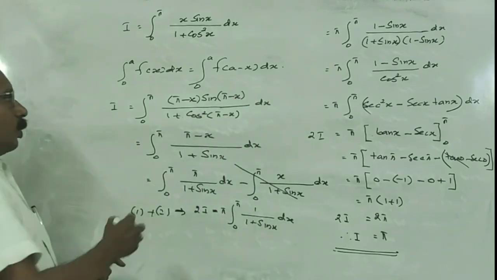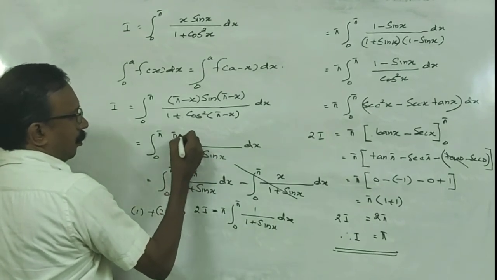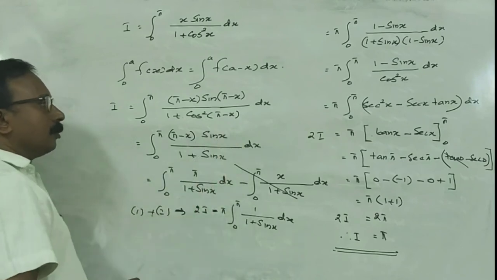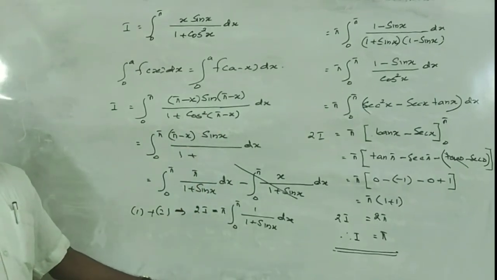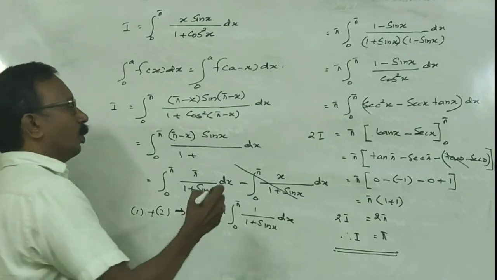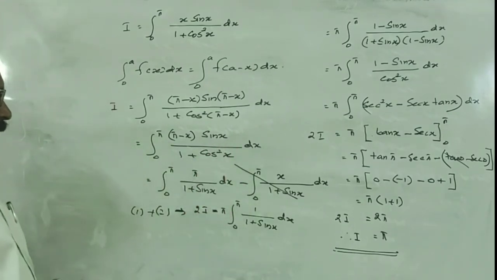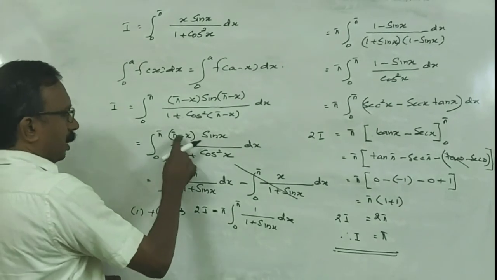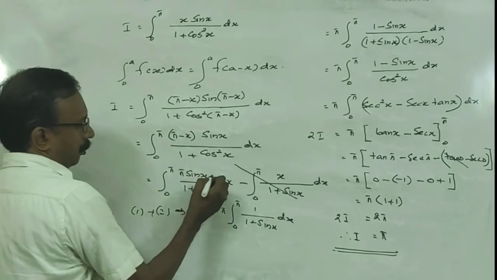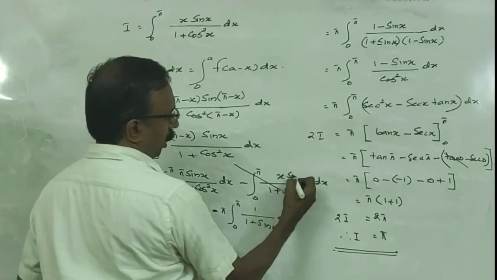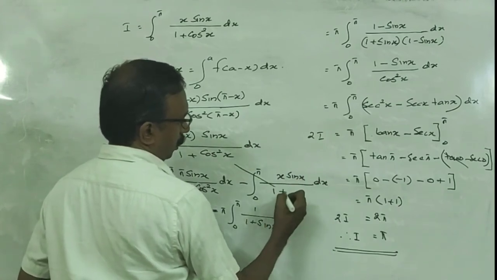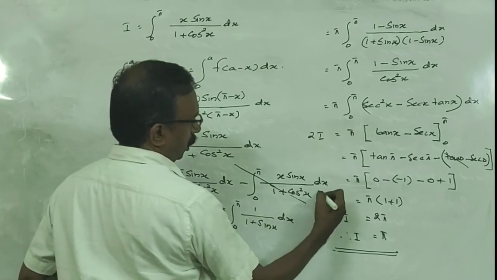Put x is equal to pi minus x. So pi minus x into sin pi minus x is sin x, divided by 1 plus cos square pi minus x. Cos pi minus x is minus cos x, and its square, minus cos x the whole square, is plus cos square x. So we get cos square x. Isn't it? This can be separated as pi sin x by 1 plus cos square x minus x sin x by 1 plus cos square x. This is equation number 2.